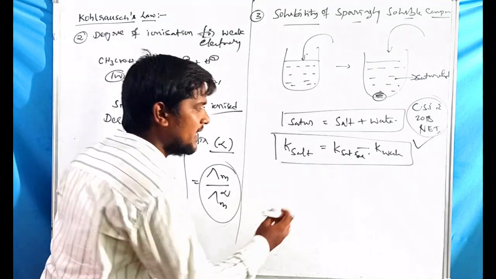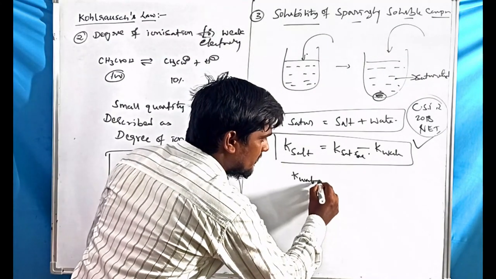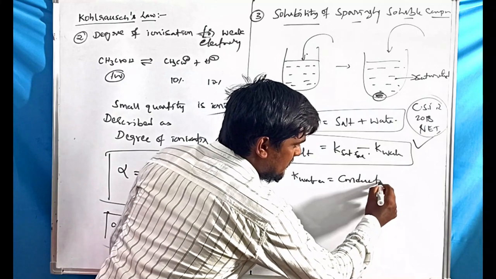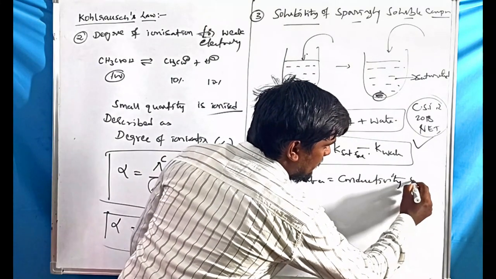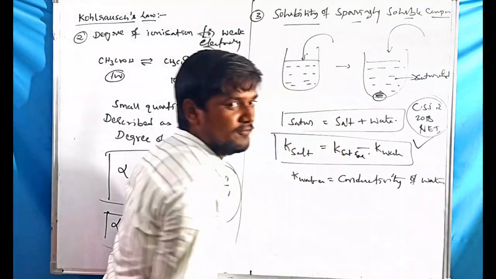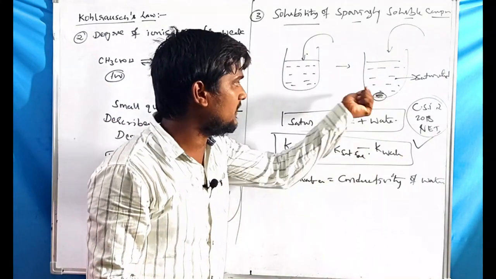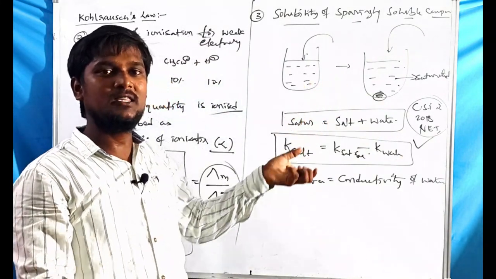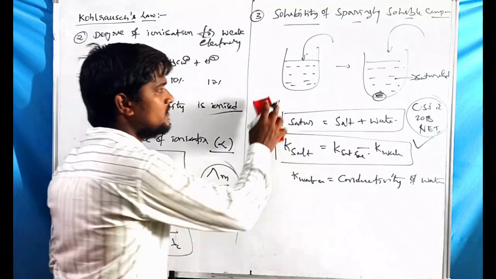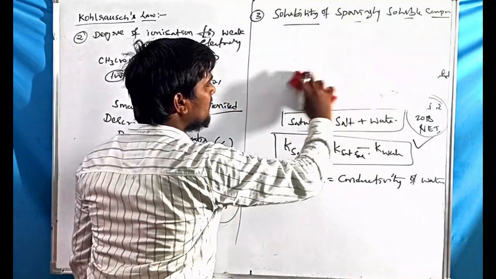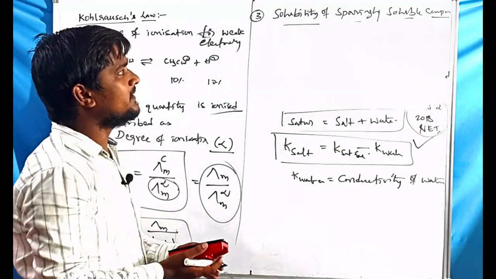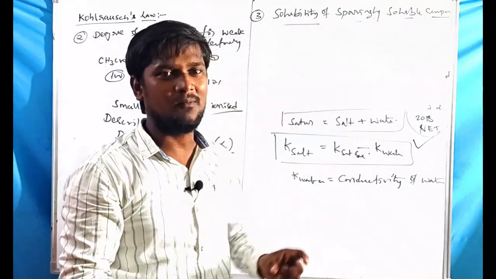Now here K water is nothing but the conductivity of the water used in the preparation of the saturated solution. So this is a very useful method. With the help of this method, we can determine the solubility of sparingly soluble compounds.